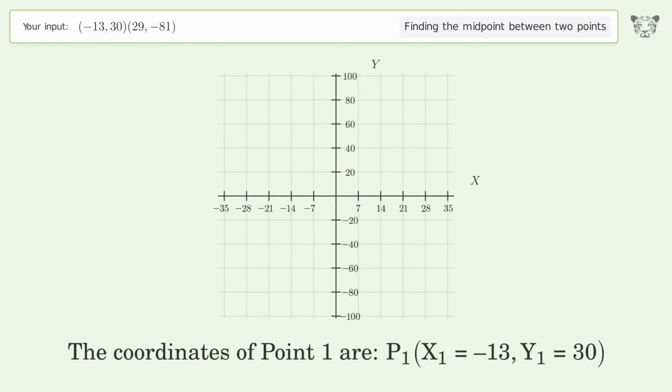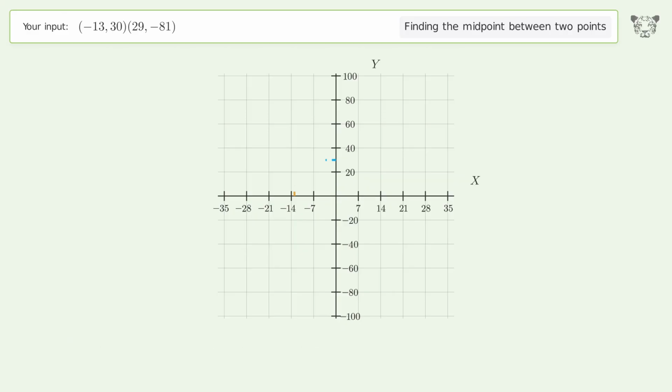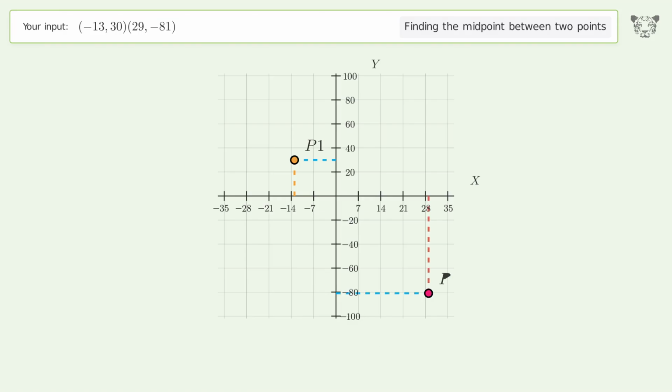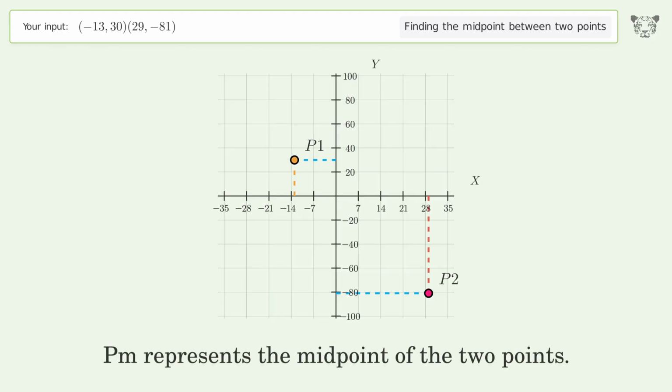The coordinates of point 1 are x1 equals -13, y1 equals 30. The coordinates of point 2 are x2 equals 29, y2 equals -81. PM represents the midpoint of the 2 points.